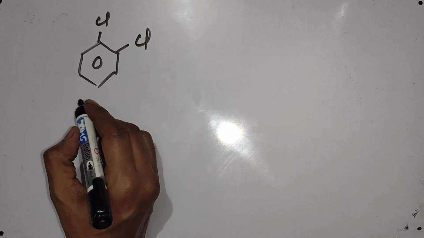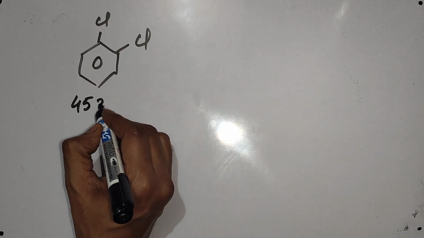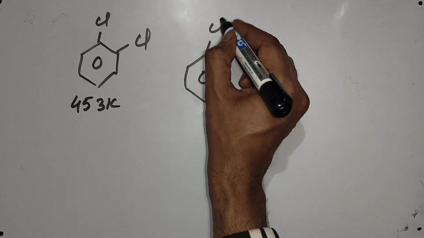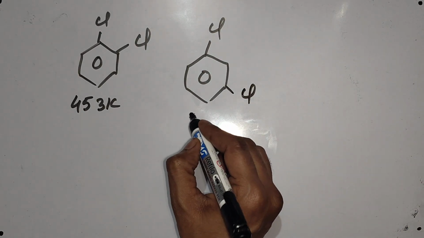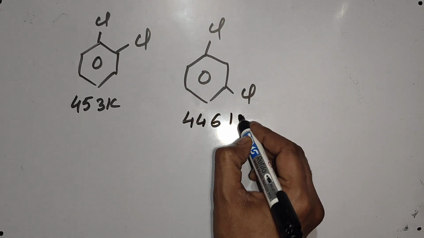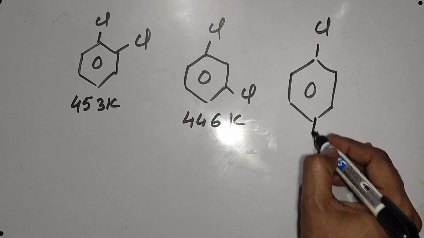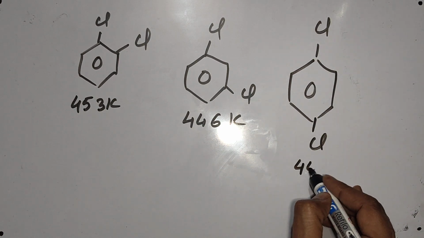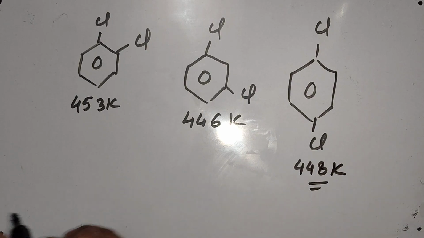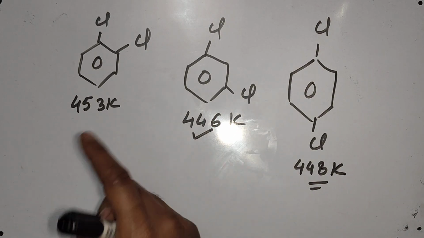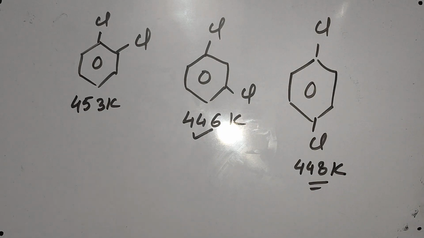Ortho dichlorobenzene, the boiling point is 453 Kelvin. Meta case, the boiling point is 446 Kelvin. And para case, the boiling point is 448 Kelvin. Means out of the 3, meta has the least boiling point and ortho has the highest boiling point. Let's try to understand.